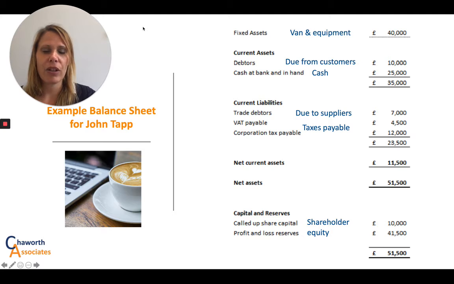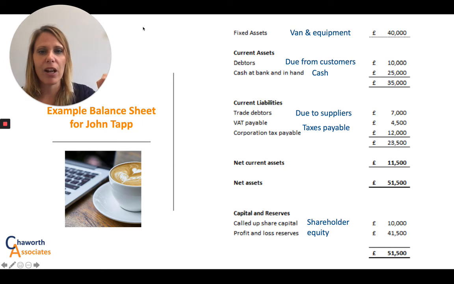And then he's got current assets. So current assets are debtors, so that's what we call the amounts due from customers, and he's got £10,000 that's due from customers. And then he's got 25 grand sat in the bank. So those are all the assets in John Tapp's business.